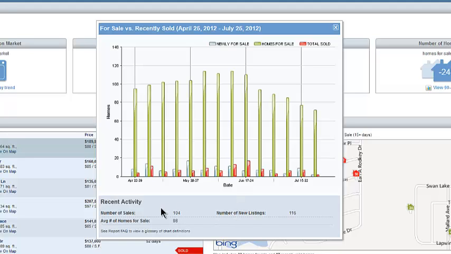The chart underneath shows how many properties are active and also gives you an idea of how many sold in the last 90-day time frame. So we've had 116 new properties come on the market. There's an average of 98 properties typically on the market, and we've had 104 sales. So it's a fairly stable market.